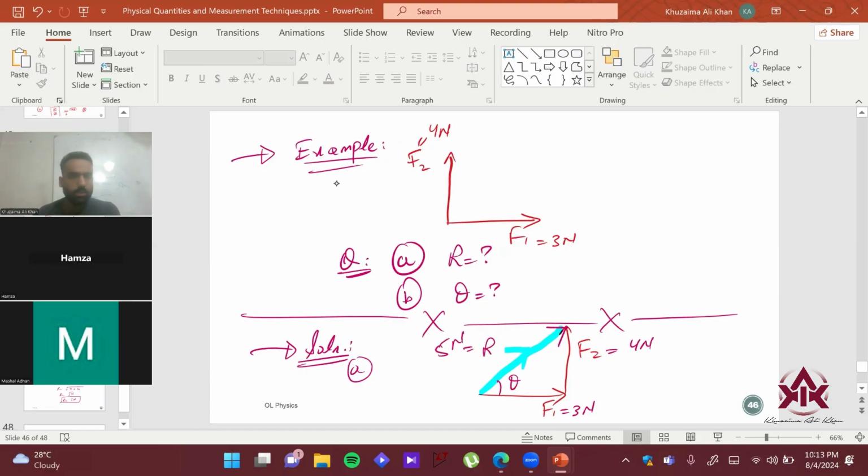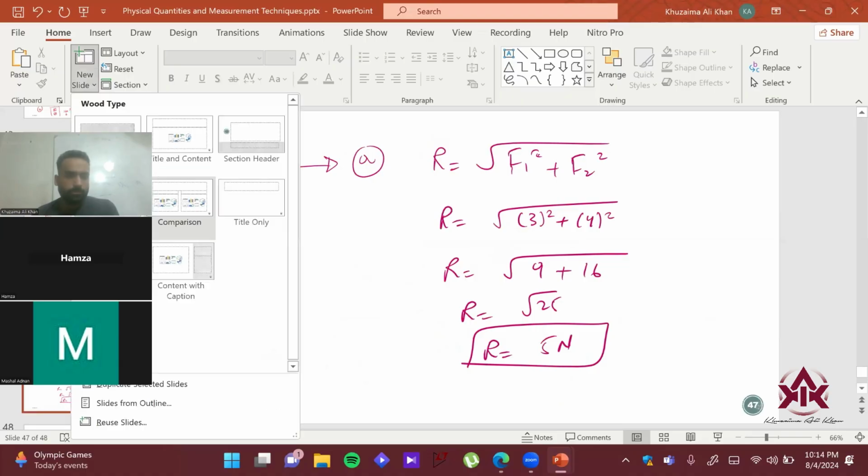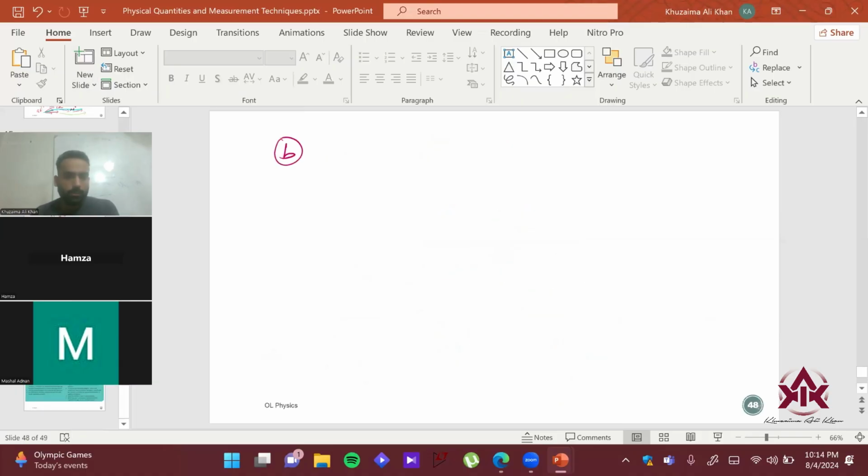Your answer has come. Now you have to find the angle the resultant vector makes with the horizontal vector, how much it is inclined from the horizontal. So let's find theta over here. In part B you want to find theta, and you know the formula: theta equals tan inverse. You can apply sine and cosine, but I don't want to tell you that since you haven't studied it, you would get confused.